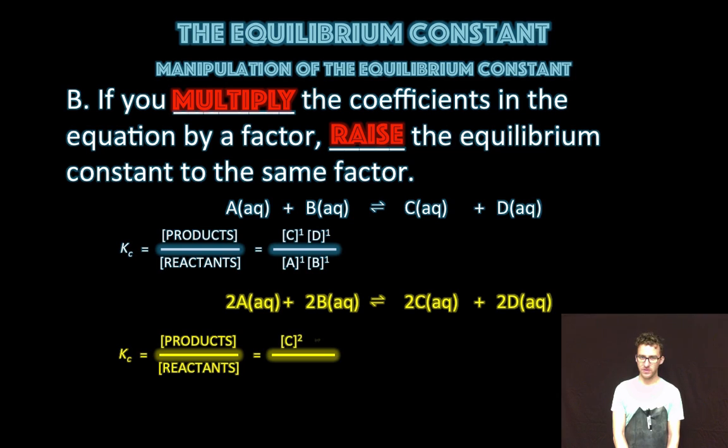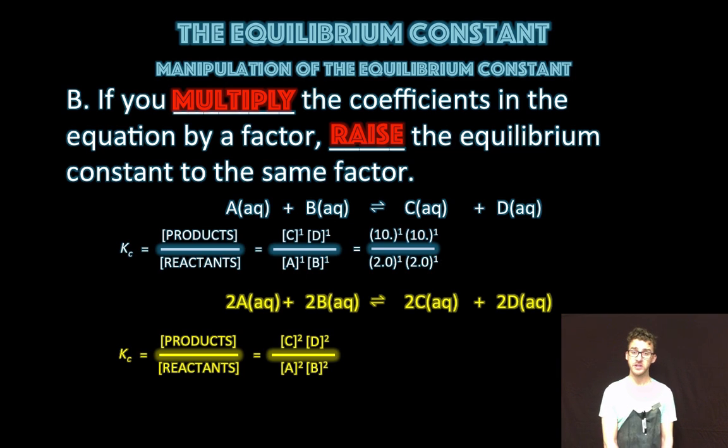Notice this time, however, that the concentrations of the products will be each raised to a factor of 2, the reactants also to a factor of 2. Plug in some numbers to help this make more sense. Again, imagine in the initial equation that the concentrations, the products are each 10 molar, the reactants each 2 molar. Therefore, the value of the equilibrium constant is going to be 25.